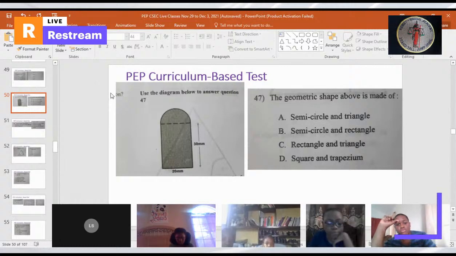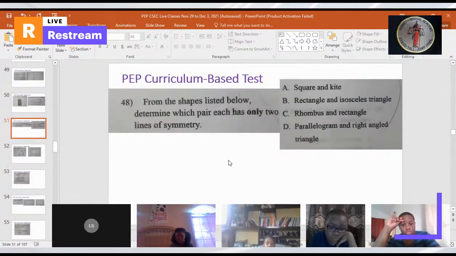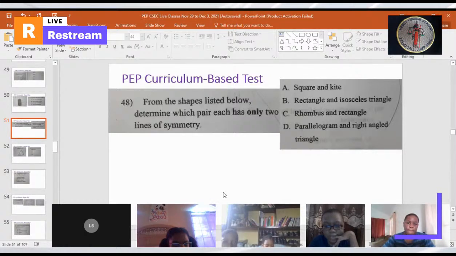For number 48, from the shapes listed below, determine which pair each has only two lines of symmetry. Does the kite have two lines of symmetry? No, only one. So for C, we have the rhombus and the rectangle. That is correct. It's not B because the isosceles triangle has three lines.